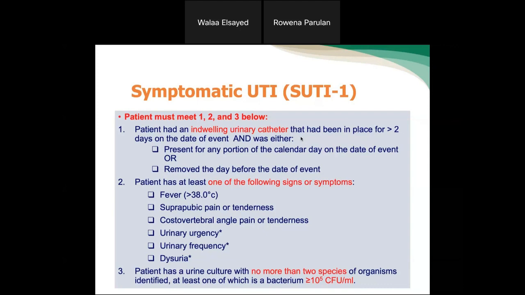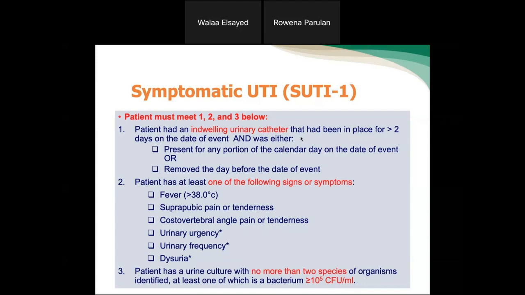What is SUTI 1? It is very easy to remember that for SUTI 1 and SUTI 2, first of all, we must have a patient with an indwelling urinary catheter for more than 2 days. Secondly, we must have signs and symptoms present. And thirdly, we must have a positive urinary culture. So let us go through SUTI 1.